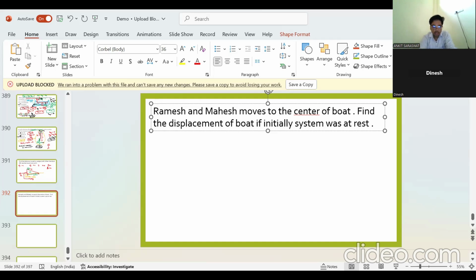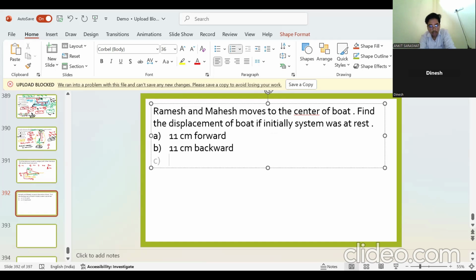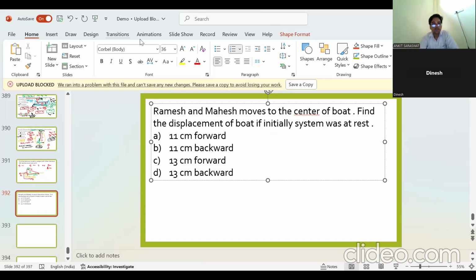Options I'm giving. This question is the same as the previous question, 11 centimeter forward, but here two persons are moving. Option B, 11 centimeter backward. Option C, 13 centimeter forward. Option D, 13 centimeter backward. I will draw the figure also.